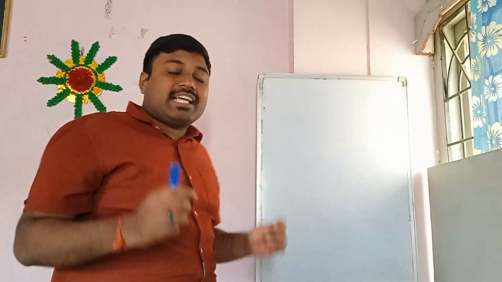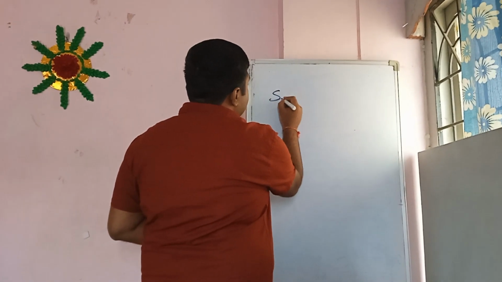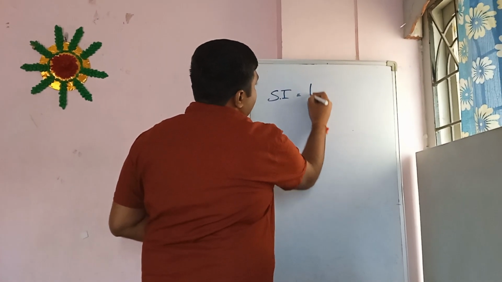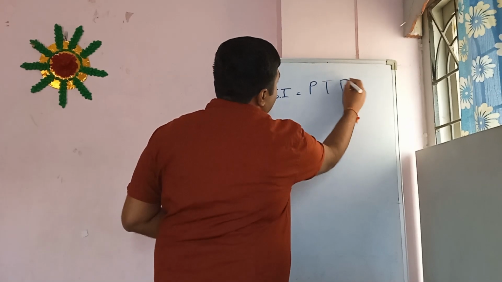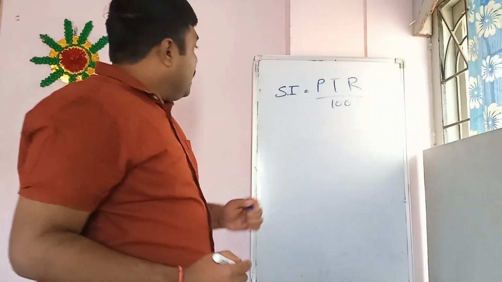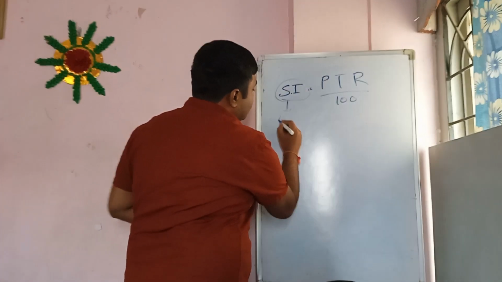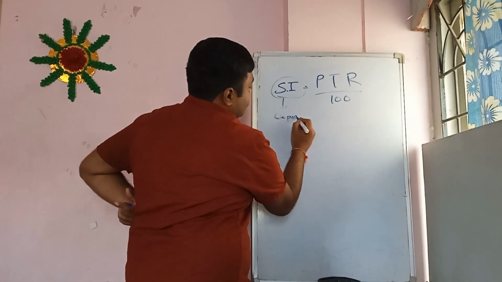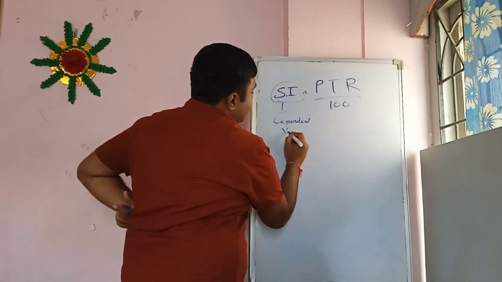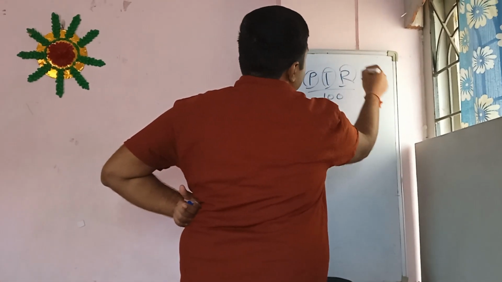We generally use formulas to calculate values. Let's take an example when we want to calculate simple interest. We generally use the formula: simple interest is equal to P into T into R by 100. So here, simple interest is our dependent variable, and these all are independent variables.